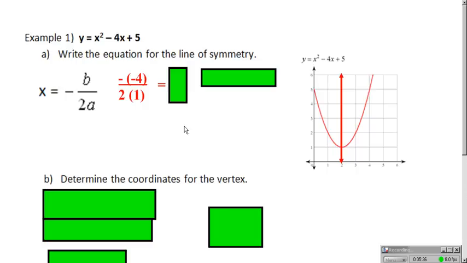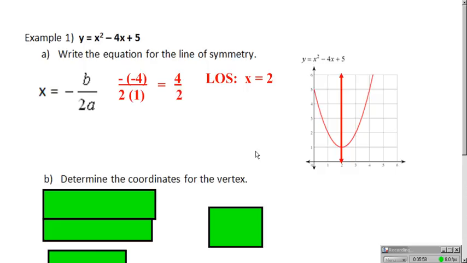When you solve it, negative times -4 is positive. So you get a +4 as your numerator, and on the bottom you have 2 times 1, which would be 2. So you would have 4/2. 4/2 reduces to 2, which we had already found out here. So your line of symmetry, LOS, line of symmetry, would be x equals 2. Remember, it is an equation. You cannot just write it as 2. It has to be x equals 2. It is the equation right here for this line, this vertical line.